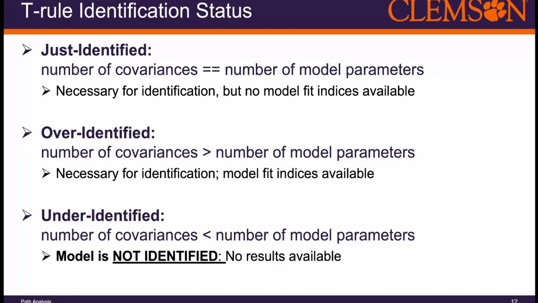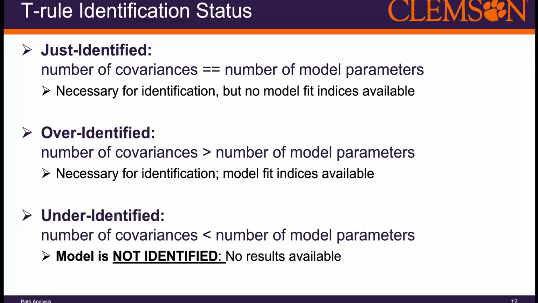Alternatively, if we have way more covariances in our saturated model than we have model parameters, that is also identified. We call that over-identified, and we will see model fit indices. That'll be the case in this model as we go. Actually, not the one you just saw, but in our full path model when we get to that part of this lecture.